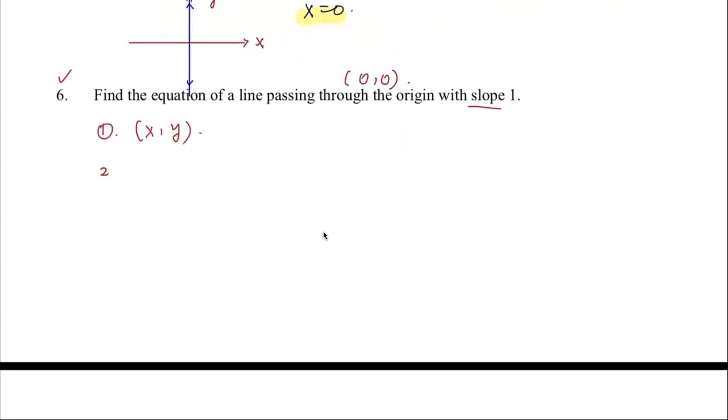And the second step is we use the slope formula, okay? Y minus 0 over x minus 0. And the slope is given here, which is 1, right? So this gives us y over x is equal to 1. And this gives us y is equal to x. Okay, so this is the expression of this straight line.